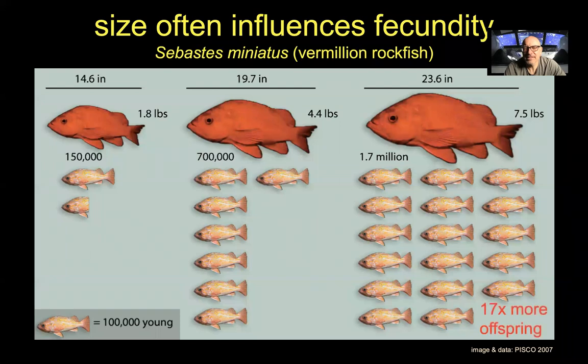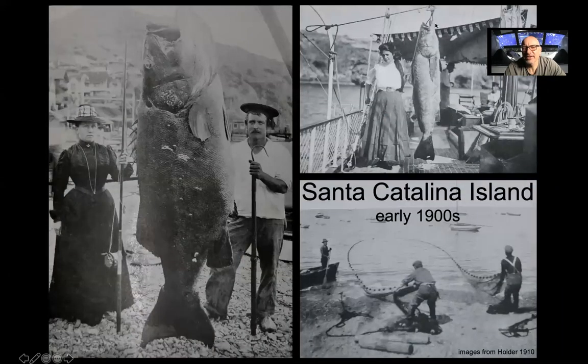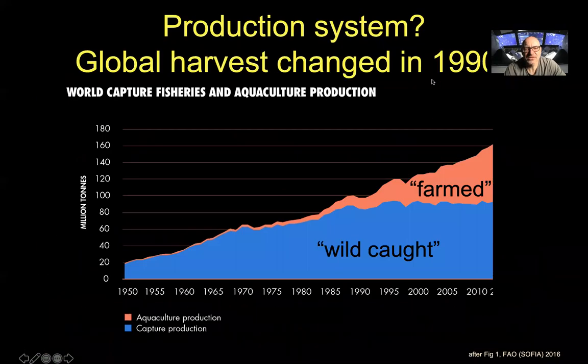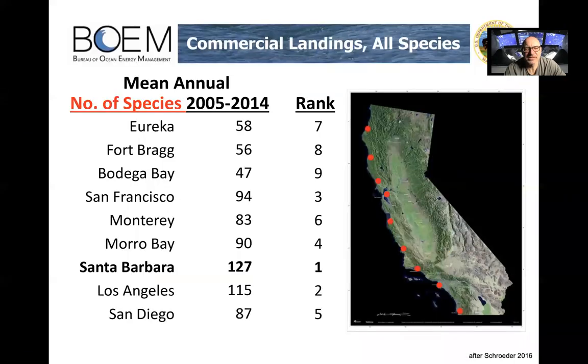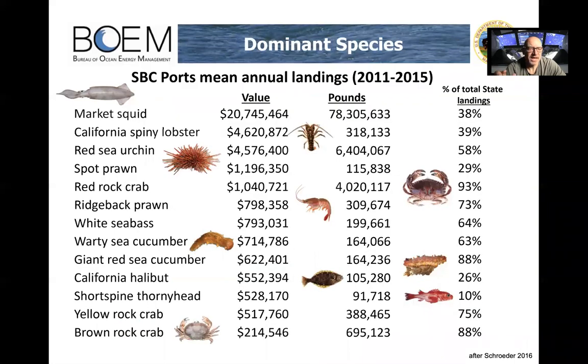White sea bass is this guy right here on the upper right. So relatively nice fish, tastes great, very popular for spearfishing and other things. Where was I? White sea bass. Warty sea cucumber. Again, something that we don't really eat that much here.